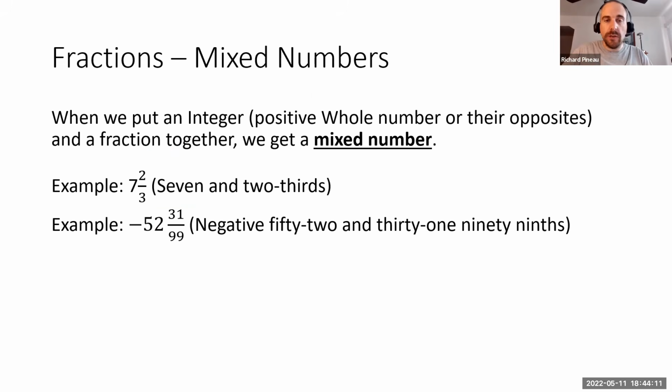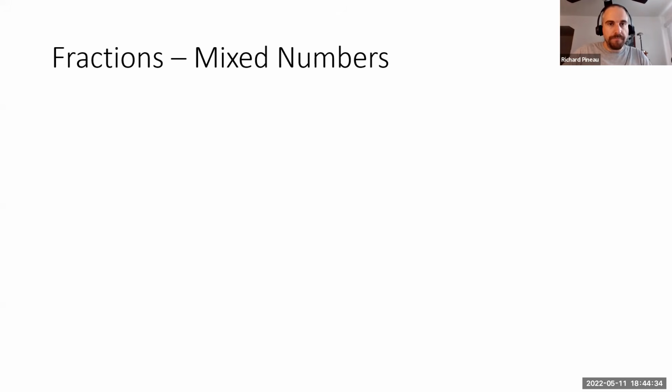So when we put an integer and a fraction together, we get a mixed number. There are two examples on the screen here, 7 and 2/3. Notice how I read it, 7 and 2/3. The word "and" connects the integer and the fraction. And then the other one here, -52 and 31/99. So that's how we read these two mixed numbers.